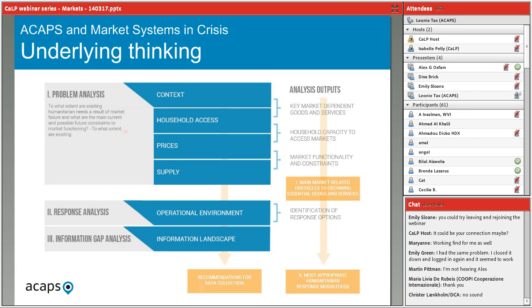So following that problem analysis, there's obviously a response analysis, which is normally not done by ACAPS, but will be done hopefully based on the problem analysis provided by operational agencies in the area. And the third strain, the information gap analysis, looks at the state of the information landscape. So what do we know? What kind of information is still missing? And what would be the best approach to collecting that information that we need? So if we then look at the next slide.